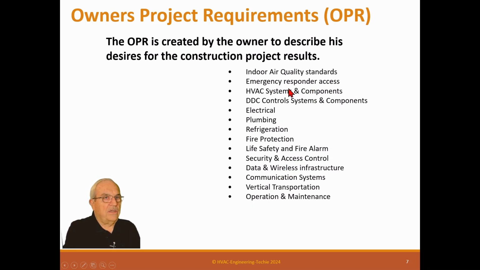Indoor air quality standards, emergency response access, HVAC system components, DDC control systems components, electrical, plumbing, refrigeration, fire protection, life safety, security and access, data and wireless infrastructure, communication systems, vertical transportation, operation and maintenance, and other things they put in there. Let's say that they happen to be a Johnson Controls user, and they have many buildings all with Johnson Controls. So they actually say, I want Johnson Controls in this new building, which precludes the competitive bid process, but still, that's what they want. Hey, it's their money. They should get what they want.